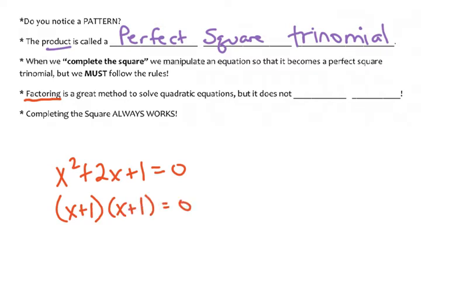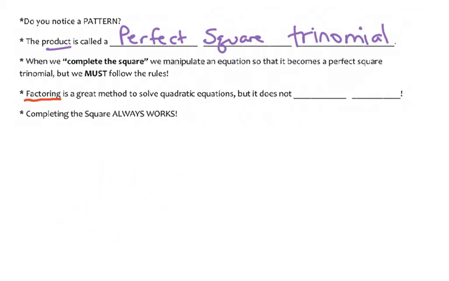And then you say, well, the zero product property means that either x plus 1 has to equal 0 or x plus 1 has to equal 0, so x has to equal negative 1 both ways. And that's really great, and factoring is wonderful. The problem is it doesn't always work. Okay, so that's the problem.